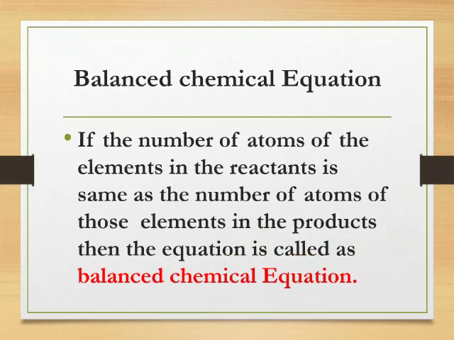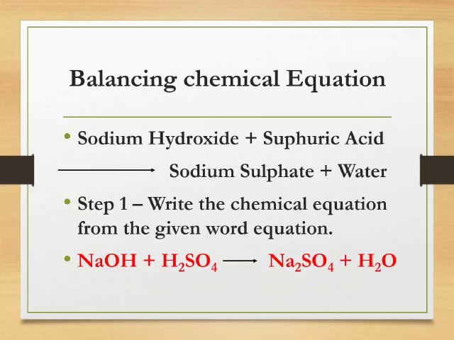Now we will learn how to balance chemical equation. What is balanced chemical equation? If the number of atoms of the elements in the reactant is same as the number of atoms of those elements in the products, then the equation is called as balanced chemical equation. Let us learn how to balance a chemical equation by taking an example. Here the equation given is sodium hydroxide plus sulfuric acid gives sodium sulfate plus water.